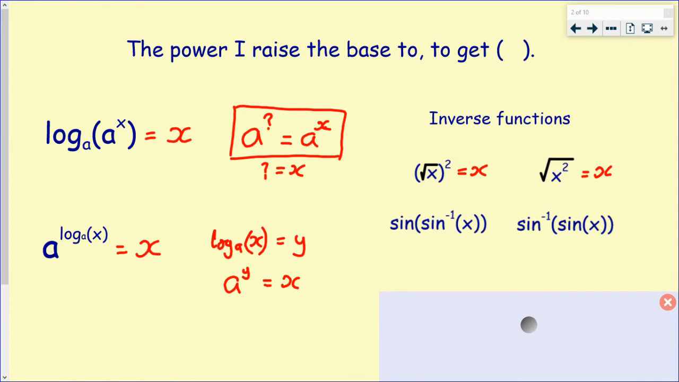I'll do the same over here with sine. Inverse sine of x and then sine of it, well, that's just going to give us x. Inverse sine of sine of x, these things essentially just cancel each other out. It's a relatively simple way of thinking about it, but it works. And so we get the same property over here. Okay, log base a and a to the power of something are inverse functions.